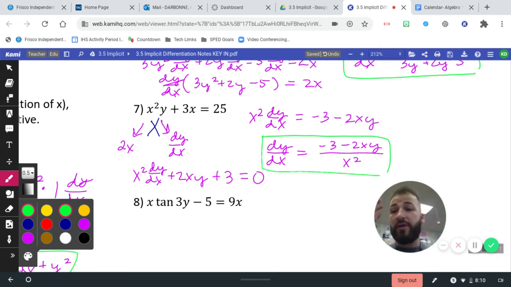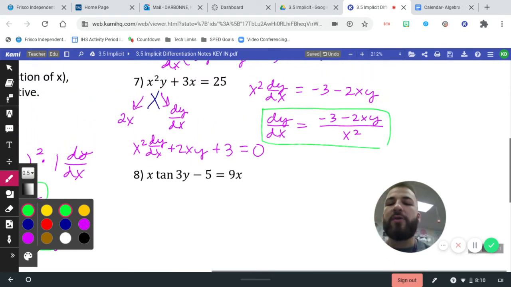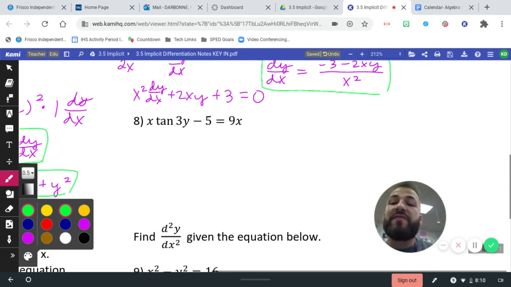So even though it's kind of a weird one because it's the product rule, it was a little bit of a shorter work. Okay. Number 8, another kind of weird one. Okay. So we have x times tan of 3y. So not only do we have product rule because we have x times a y function, we also have a chain rule in one of them, that tan of 3y. Okay. So let's kind of work through it.